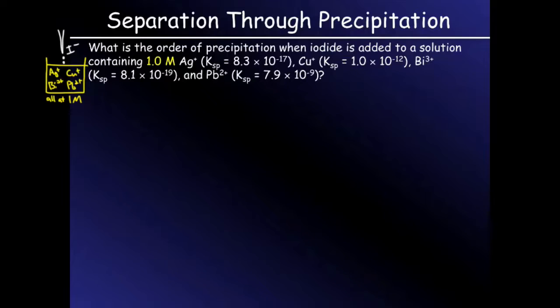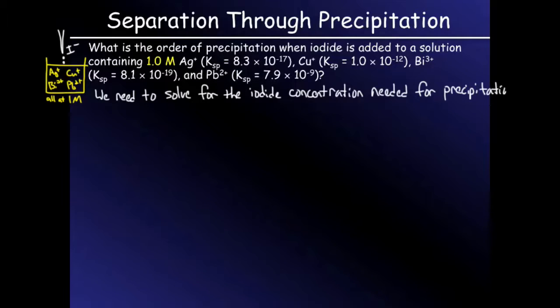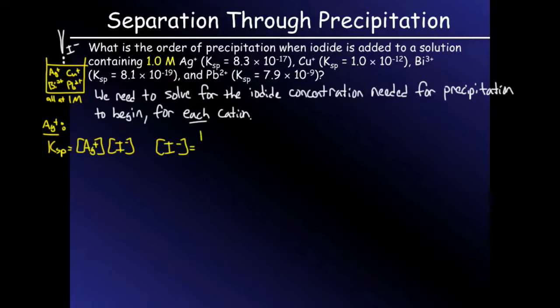In order to determine the order in which these cations precipitate with the addition of the precipitating reagent containing iodide, we need to solve for the iodide concentration at which saturation occurs, or the iodide concentration at which precipitation begins, which these concentrations are the same. We can do this using the KSP expressions for each of the possible precipitates that can form.